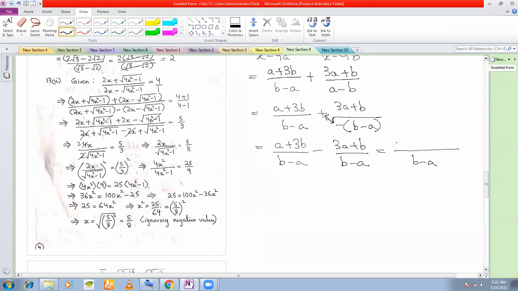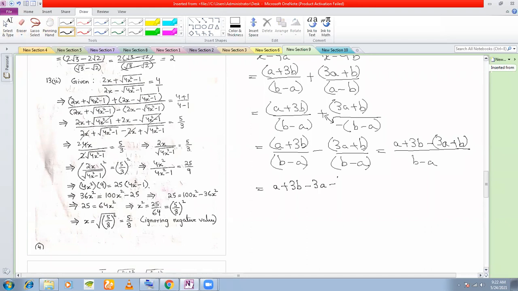So you have a plus 3b minus, see that there's a bracket here. Okay, you can introduce brackets. In all of them you can introduce brackets, no problem, because all these are expressions. Okay, so now once you're taking the LCM, this is within your brackets, 3a plus b. Okay, now you open the brackets. We have a plus 3b minus 3a minus b divided by b minus a.